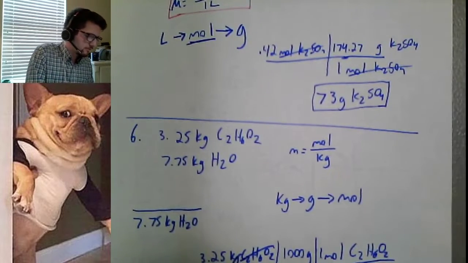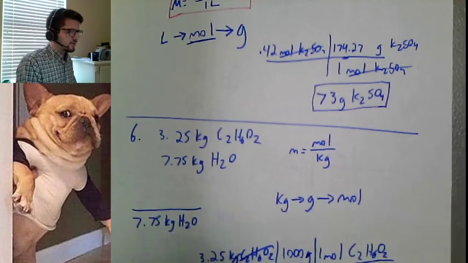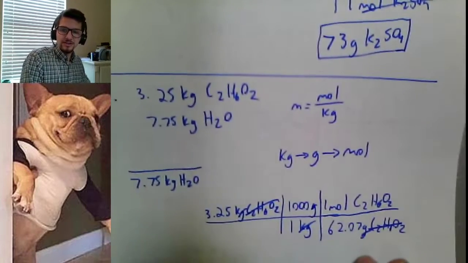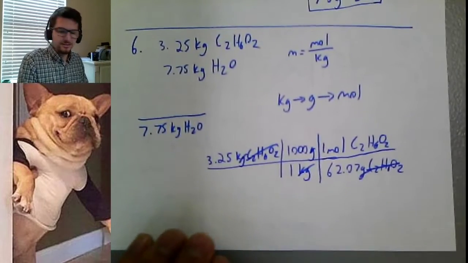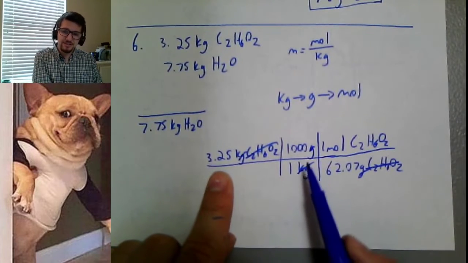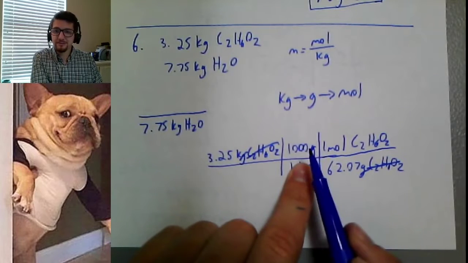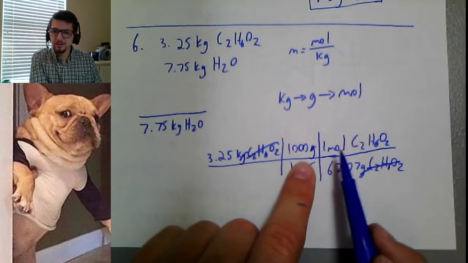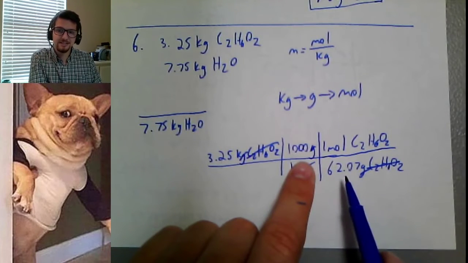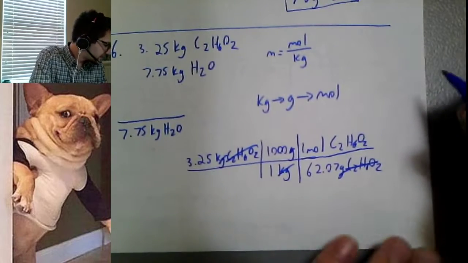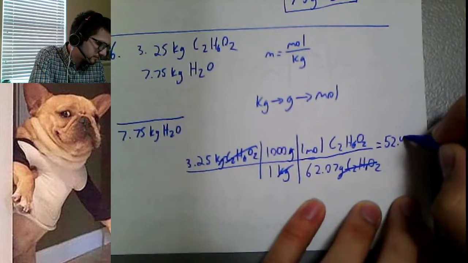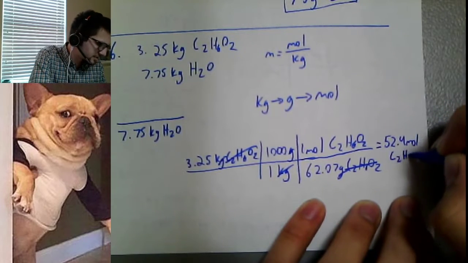So what you end up with is 3.25 times 1,000 divided by 62.07. I'm sorry, you couldn't see any of that. Oh no. I hope that's okay. I started with kilograms. How many grams are in a kilogram? 1,000. So I went to grams, and now I need to go from grams to moles. So I go to 1 mole. How many grams of this exist? I went to the periodic table and added the numbers up and I got 62.07. When you put it all into a calculator, you end up with 52.4 moles of C2H6O2.